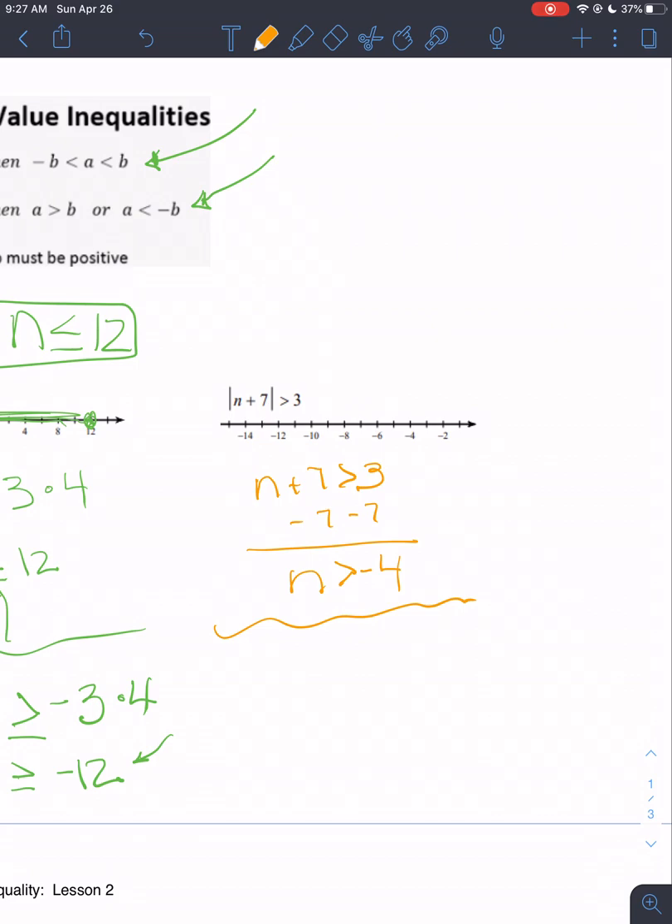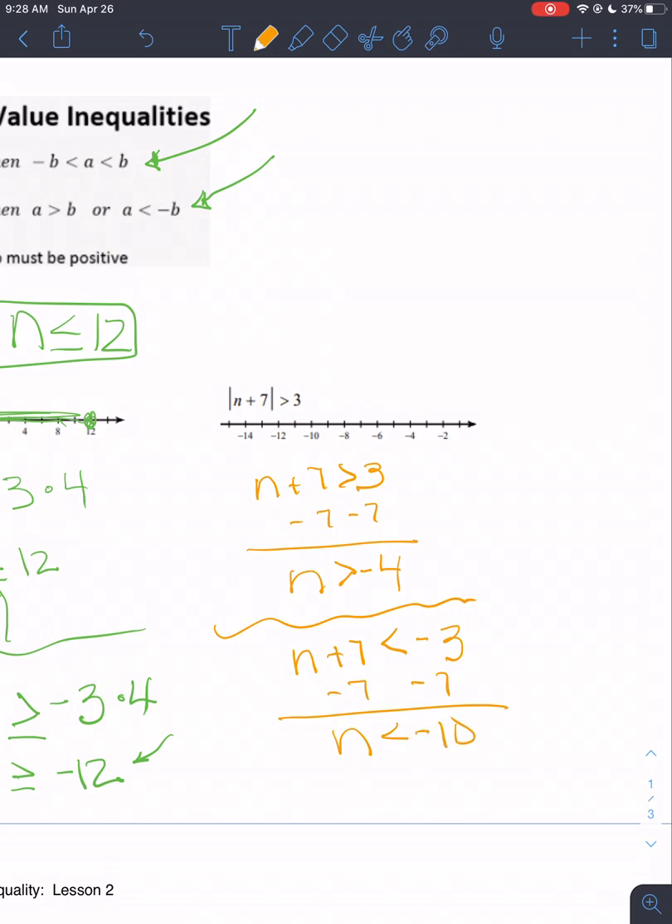And then we'll try it again. We're going to drop the absolute value bars, n plus 7. We're going to flip the sign, and then we're going to make the 3 a negative 3. I'm going to subtract 7 from each side. That gives us n is less than negative 10.